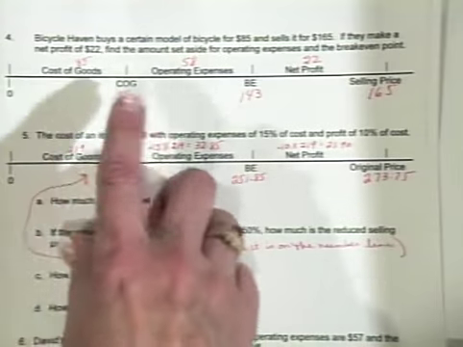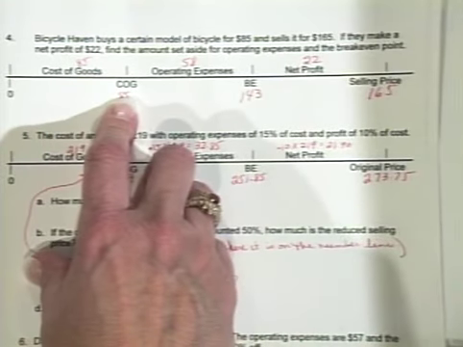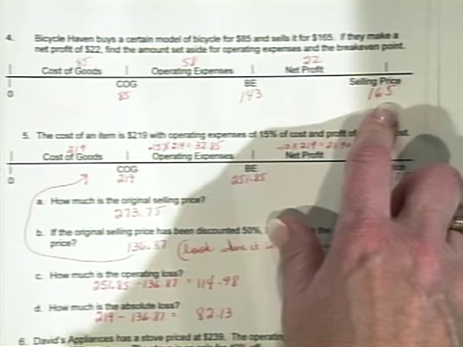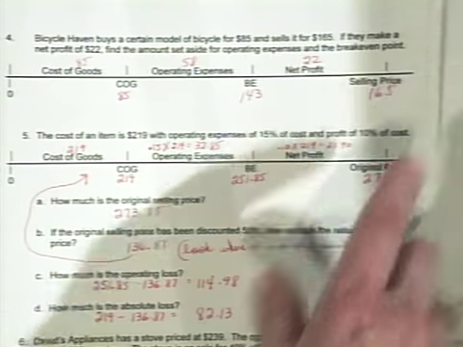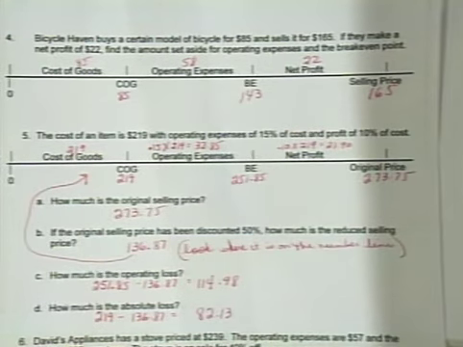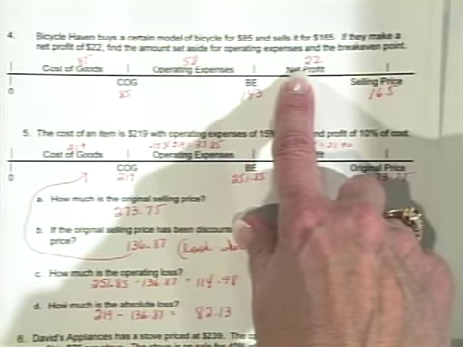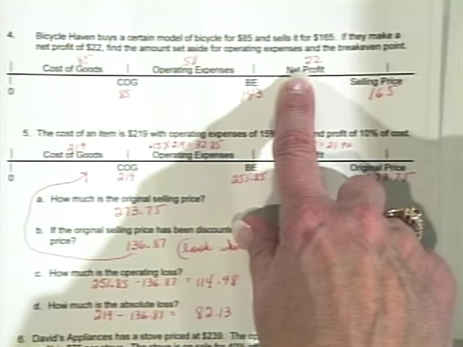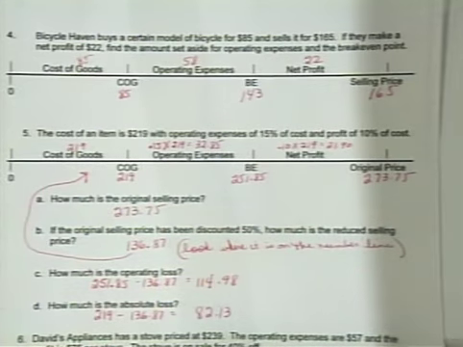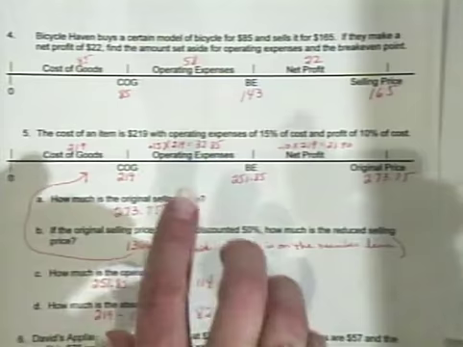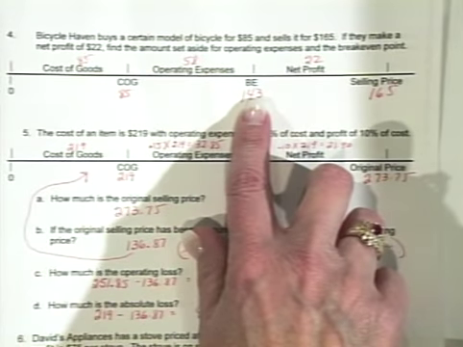$165. So I've got 85 here under cost of goods. Cost of goods is 85. Selling price of 165. I want to make a $22 profit on my bike. Therefore, what did I set aside as operating expenses, and what would the break-even point be? If I know that the selling price of my bike is $165 and I've got a profit built in of $22, I can subtract to come up with the break-even point of $143.